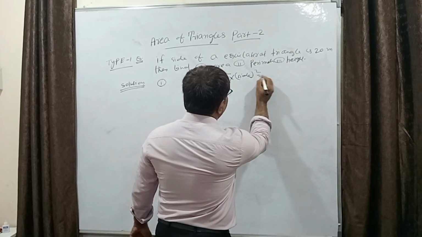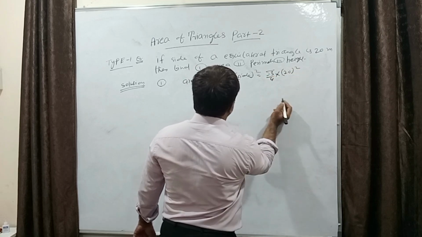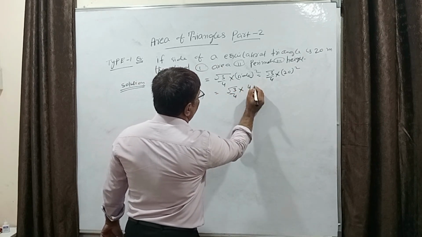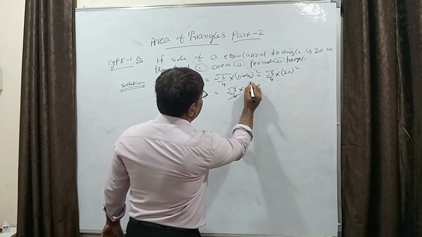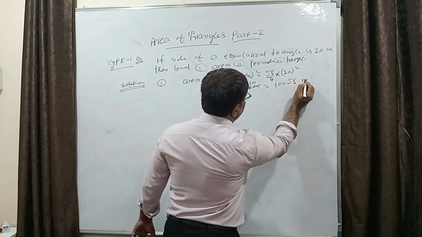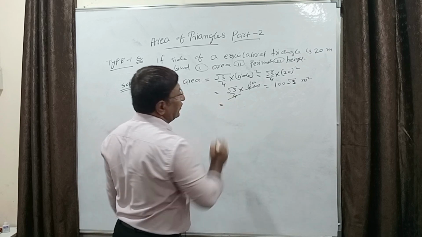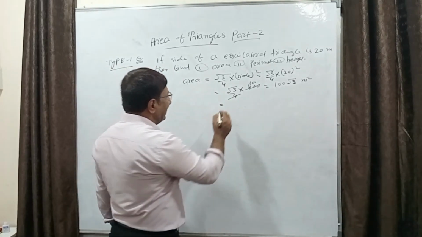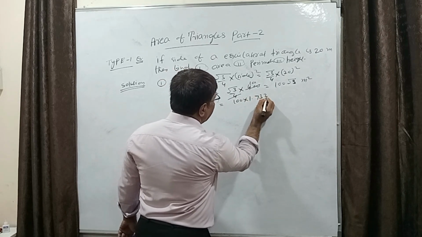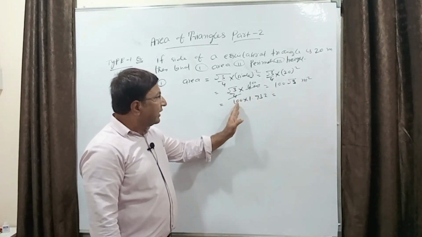So here it is root 3 by 4, side given 20, so this is 20 square. So root 3 by 4 into 20 square is 400, and this cancels, you will get 100. So our correct answer is 100 root 3 meter square. But suppose it is not in the options, then we can write 100 multiplied by root 3, which is 1.732. So we are multiplying 1.732 by 100.